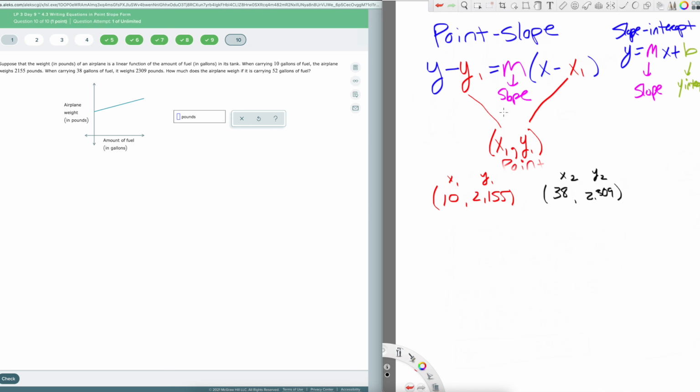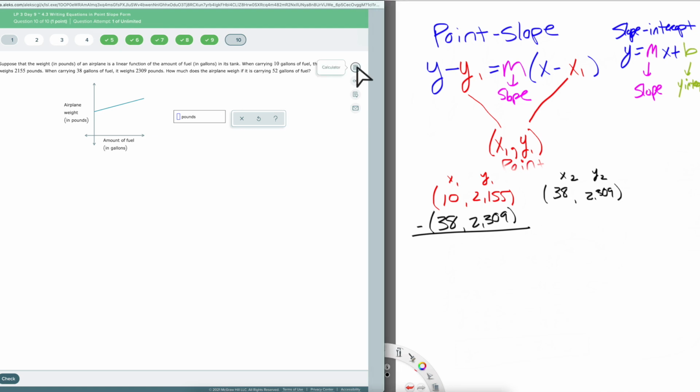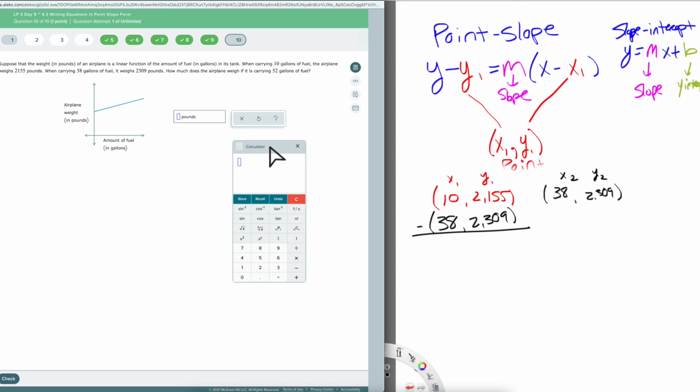So I want to know what is the change in x and the change in y. So I'm going to do my little coordinate stacking thing just because I seem to like that for whatever reason. And they give us the calculator again on this one because I think we're going to end up with some bigger numbers here. So I can go 10 minus 38. Oh, I don't really need a calculator for this one, but I'll do it anyway. So we have negative 28. Remember, this is my run. This is my x, my change in x.